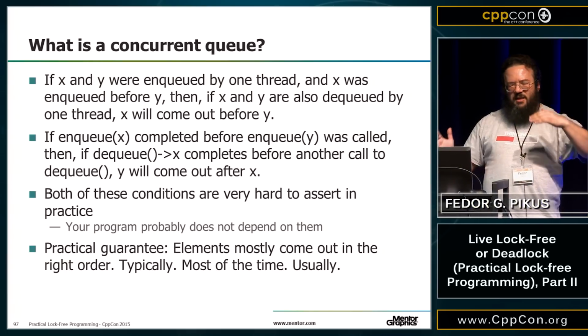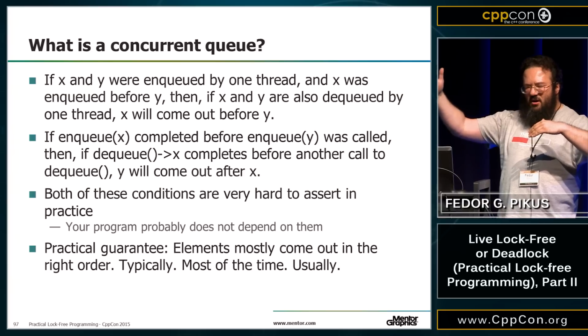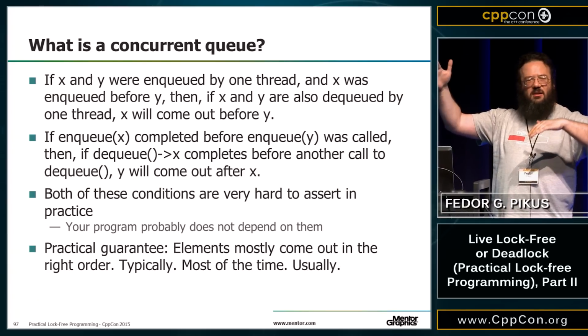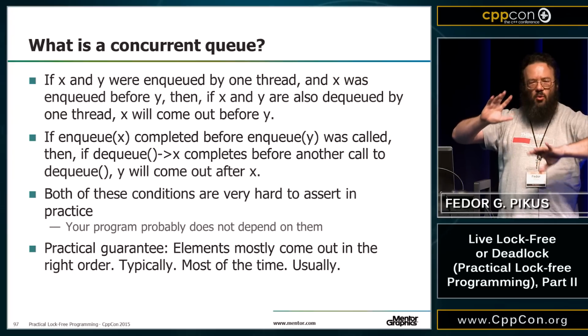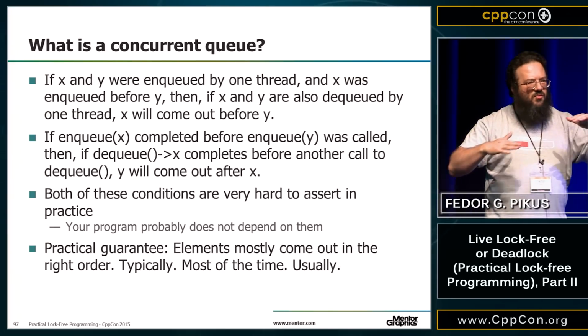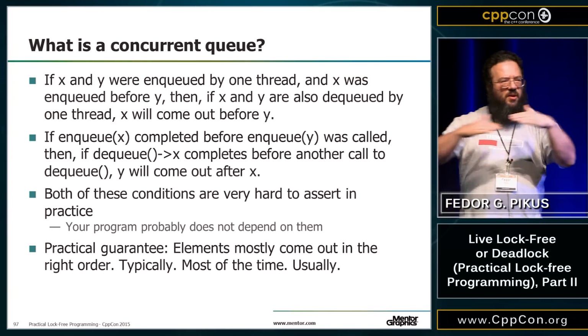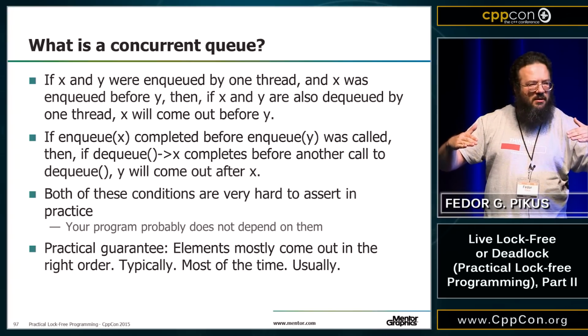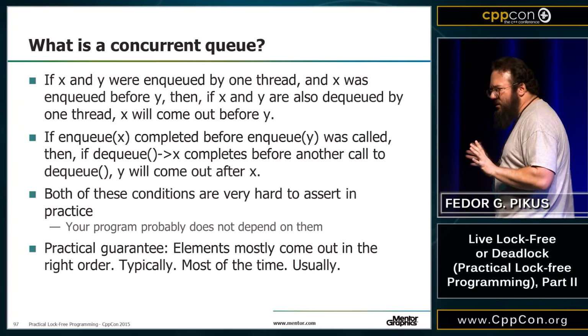If one enqueue completed before another enqueue started, then they were put in a certain order, and you can know that only if you actually know that one enqueue completed before the other started, which implies you serialize the threads. Normally you don't do that. So that guarantee is really of no use to you.